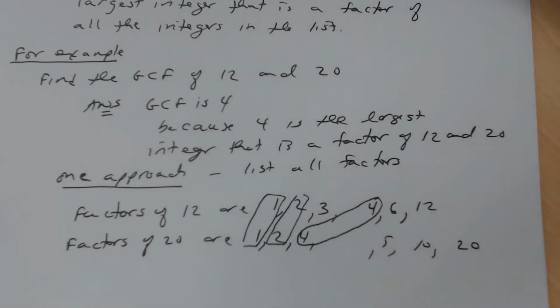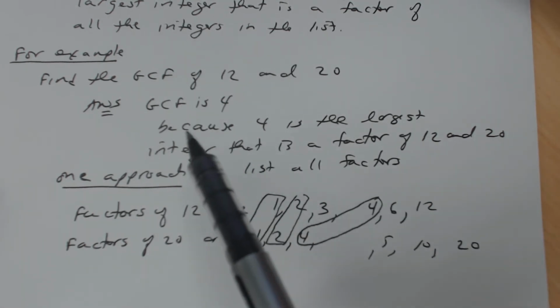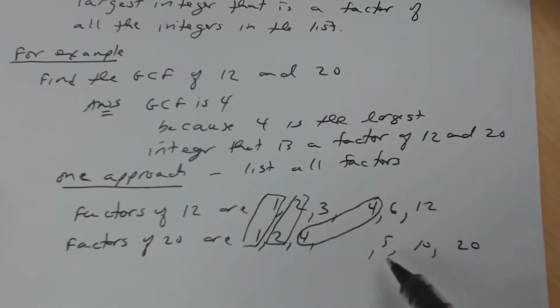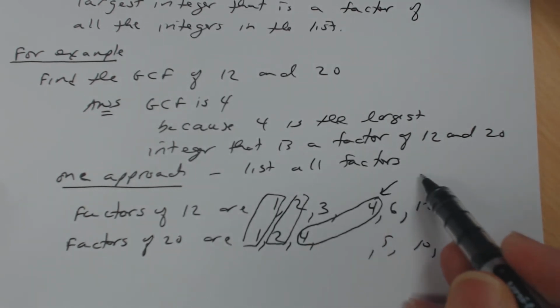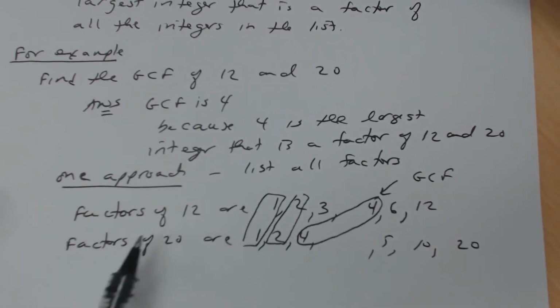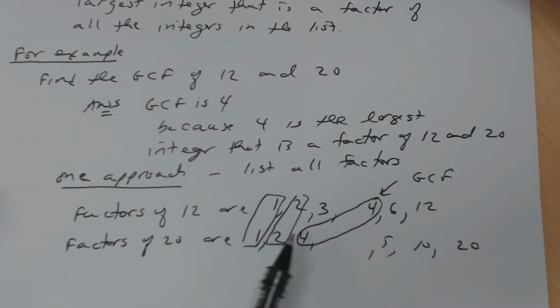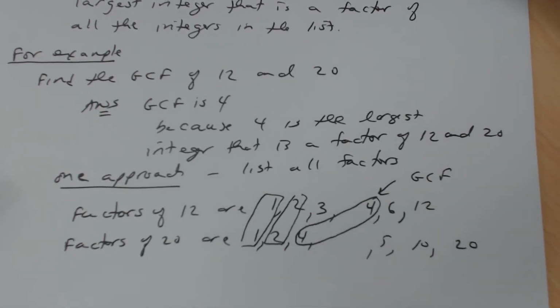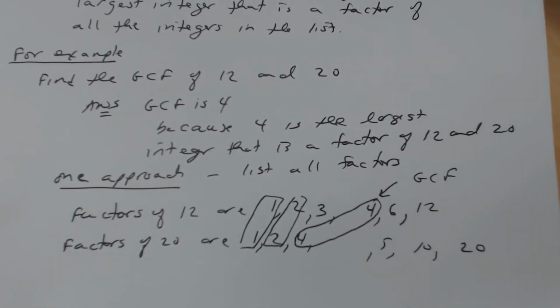Those are the only common factors, so 1, 2, and 4. What you want is the greatest common factor. So the greatest common factor is 4. So the GCF of 12 and 20 is 4. All right, so that's one approach to finding the GCF of lists of numbers: list the factors of each one and then find the largest common factor, the greatest common factor.